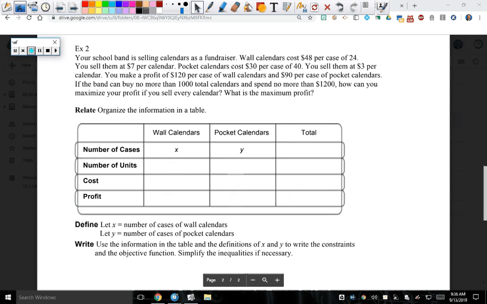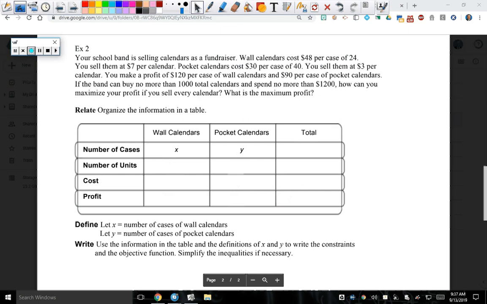If the band can buy no more than 1,000 total calendars and spend no more than $1,200, how can you maximize your profit if you sell every calendar? And what is that maximum profit?